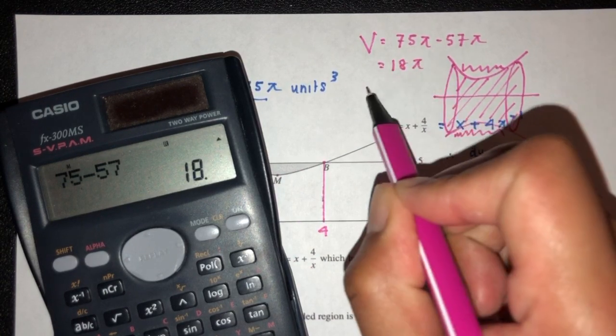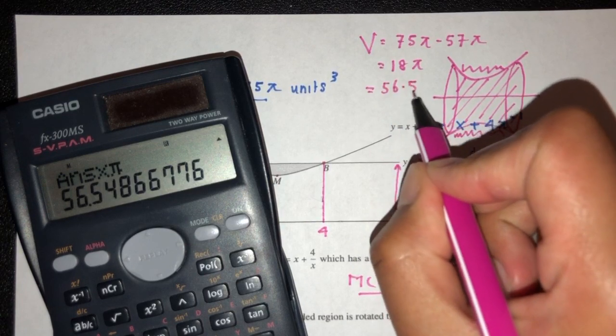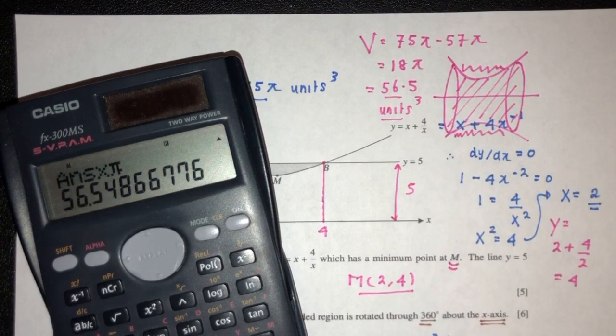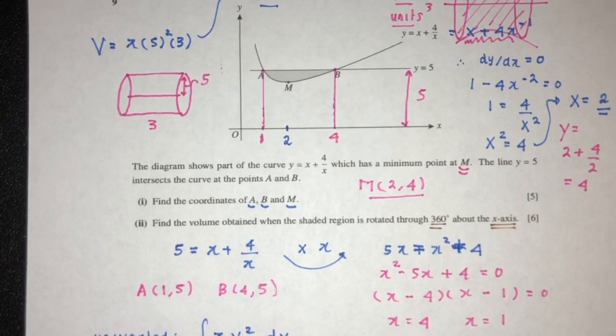18 pi, which is 56.5 units cube for volume, correct to 3SF. And that will be part 2 of your question again. Step by step, think about this in 3 dimensions. Use your imagination step by step.